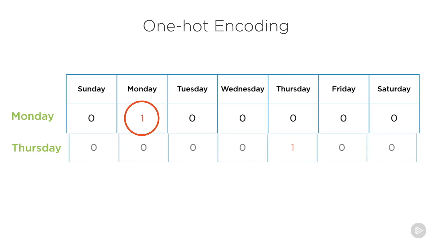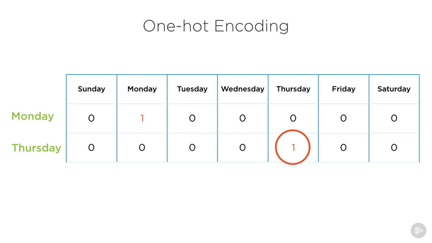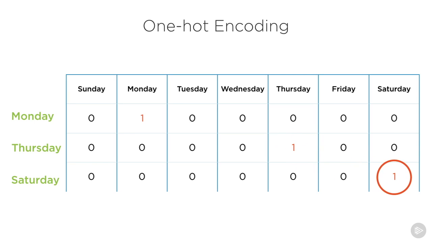Similarly, if you wanted to represent Thursday, you'd have the number 1 be at the position corresponding to Thursday. All other numbers would be 0. In one-hot encoding, the position of the number 1 corresponds to the discrete value that this numeric vector represents.